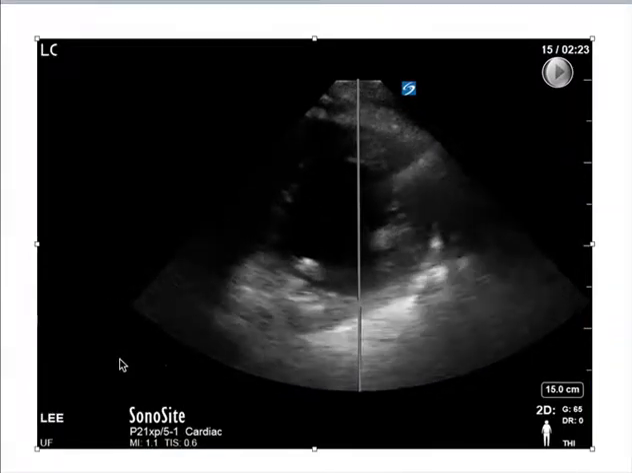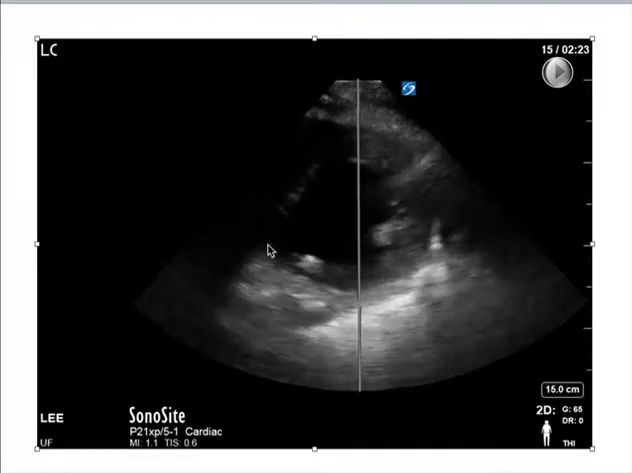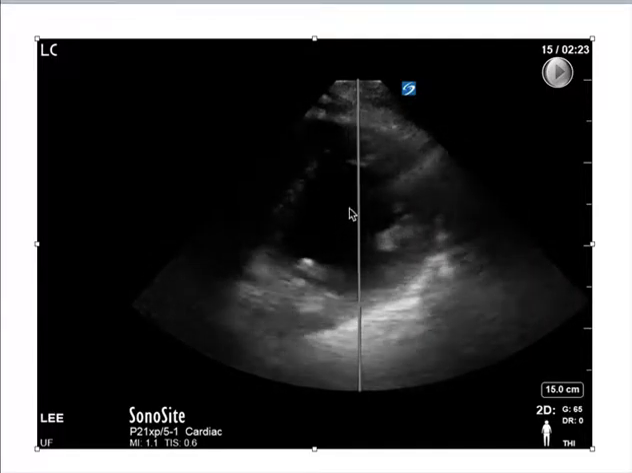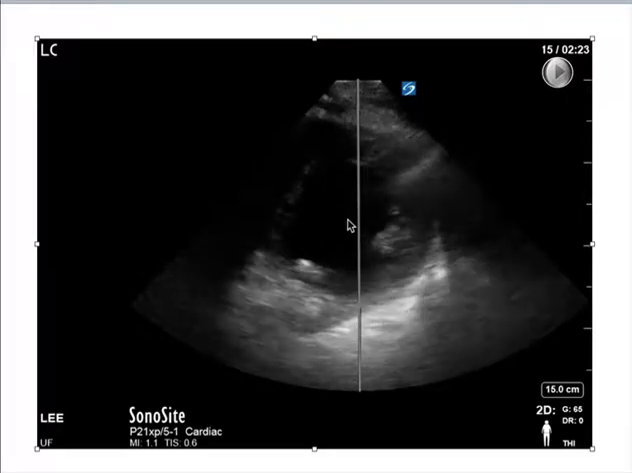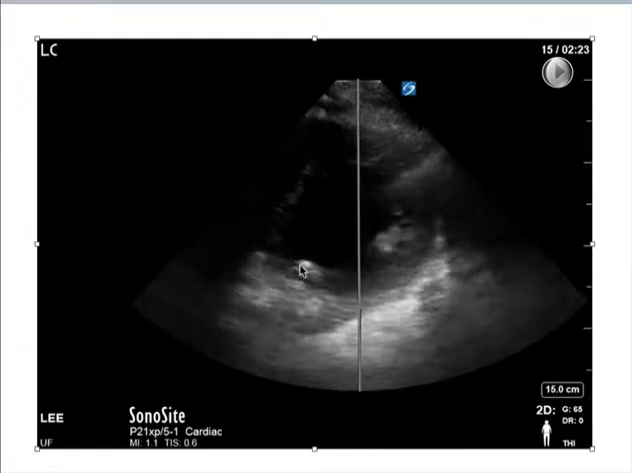Here's a parasternal short axis of someone with poor heart function. You can see these are the papillary muscles. You can see the left ventricle. And you can see a large volume in the LV without any significant compression.